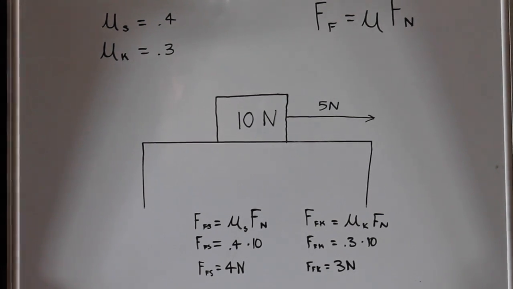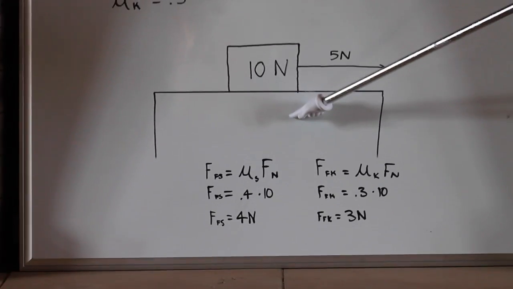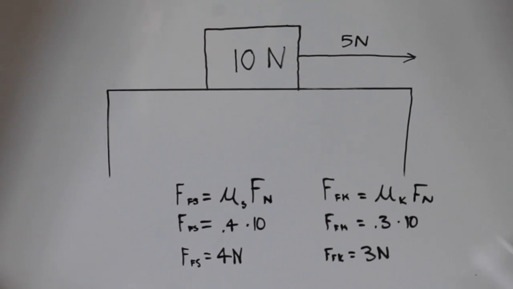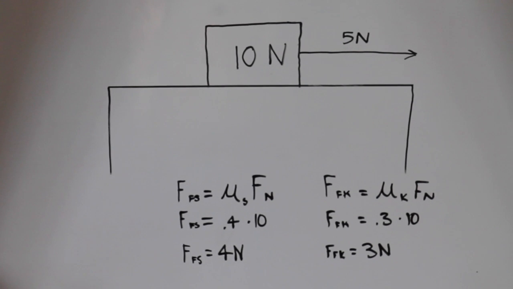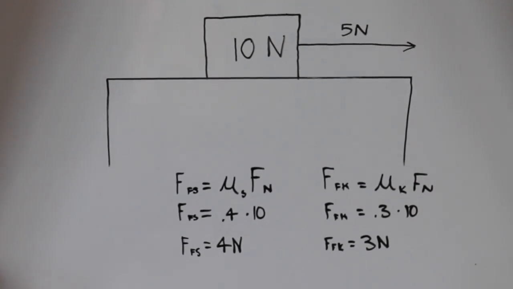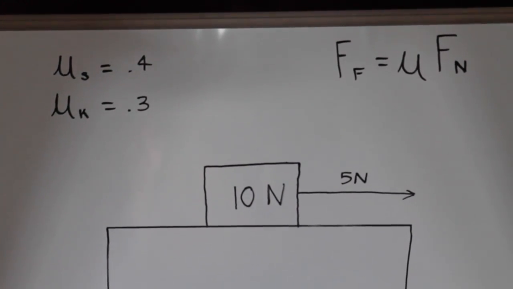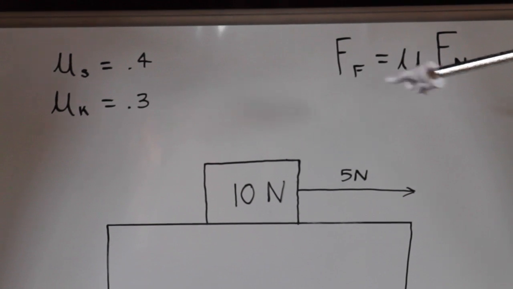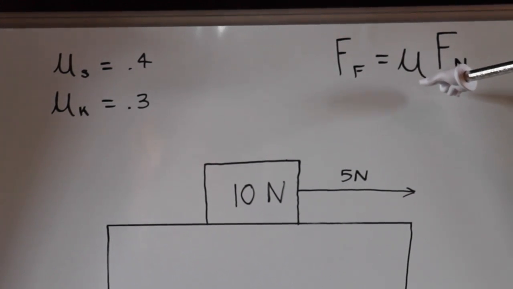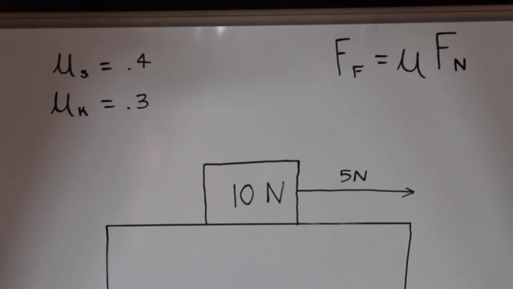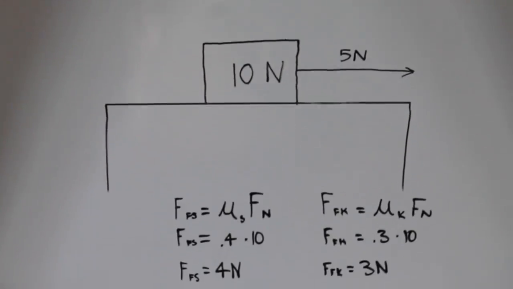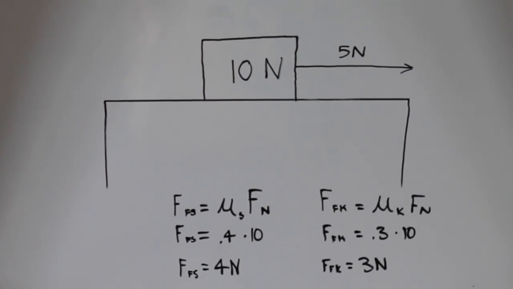As you can see here, we have a 10 Newton box resting on a table with an applied force of 5 newtons to the right. And the table has static friction of 0.4 and kinetic friction of 0.3. So we're going to use our equation, force of friction equals the coefficient of friction times normal force, to solve for the net force of the problem.